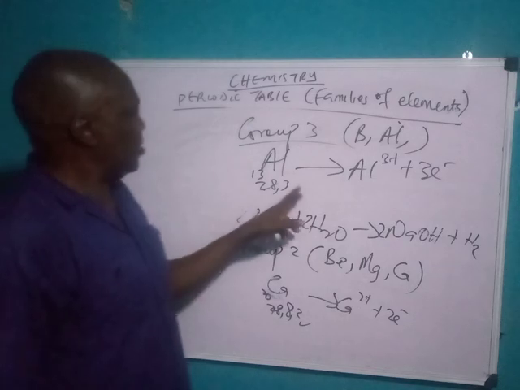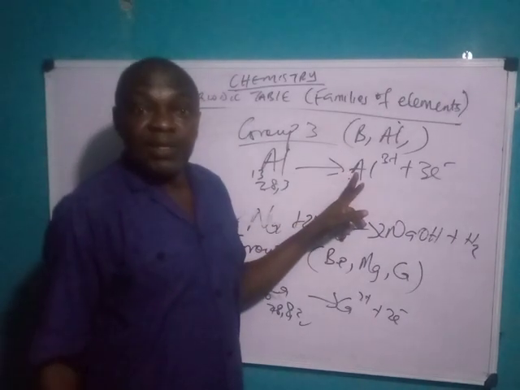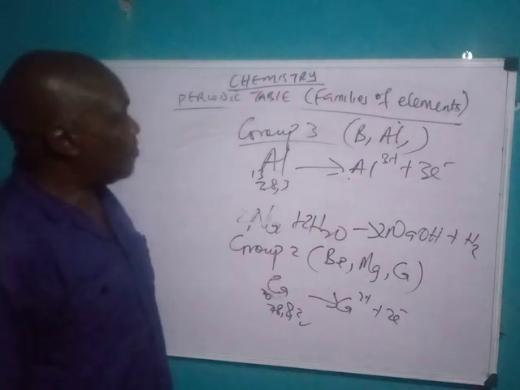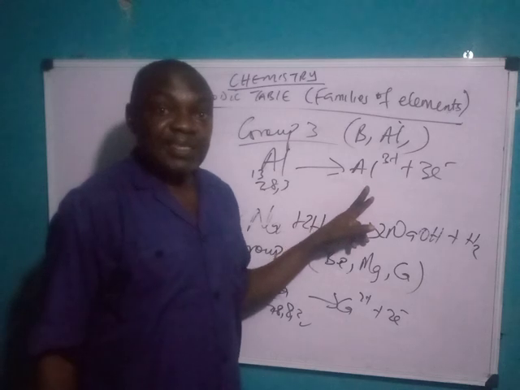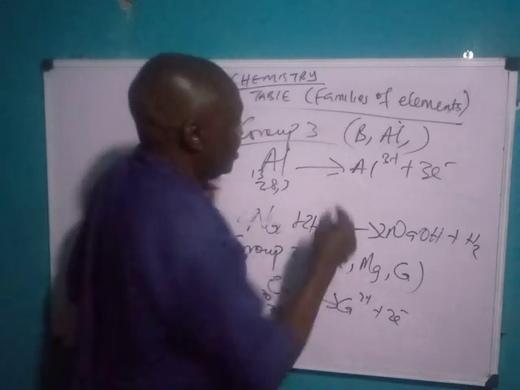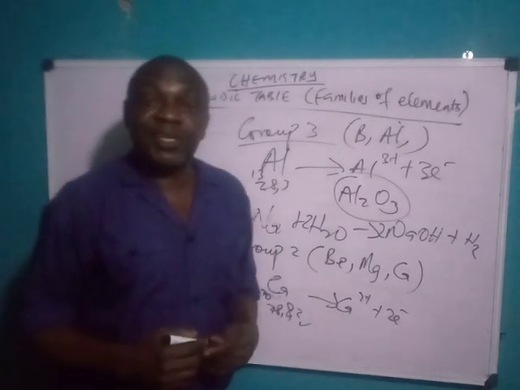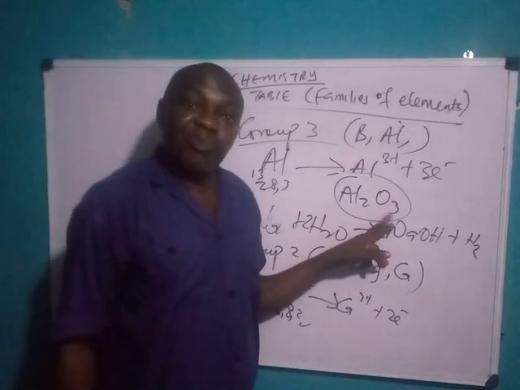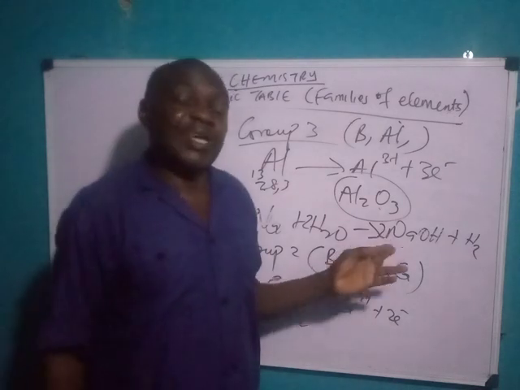Then aluminium on its own does not react with cold water. It only reacts with steam to liberate hydrogen gas. But the oxide they form, which is aluminium oxide, Al2O3, is usually amphoteric. When we say amphoteric, it means it has the properties of both acid and base: it can behave as an acid, and can also behave as a base when the conditions are changed.